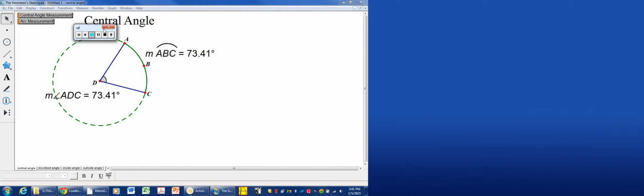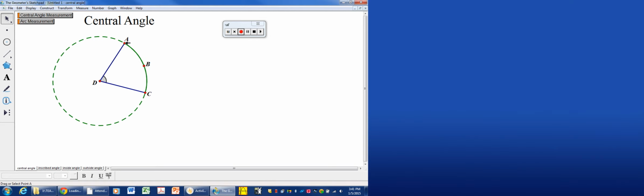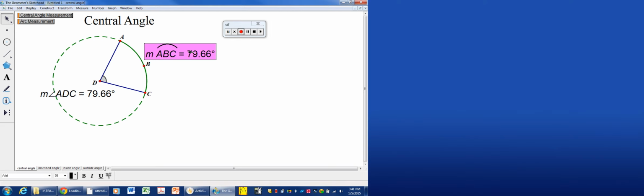So here we have our central angle page. This is a central angle formed in the center of your circle, and this is the arc that it's related to. Here is our angle measurement, 79.66 degrees, and this is your arc measurement. It looks like it's also 79.66 degrees, and we can verify with this software that as you move this radius around, the angle of the arc, which is this one here, and the angle of the central angle, this angle here, are the same.